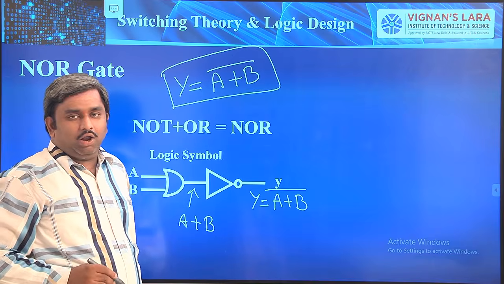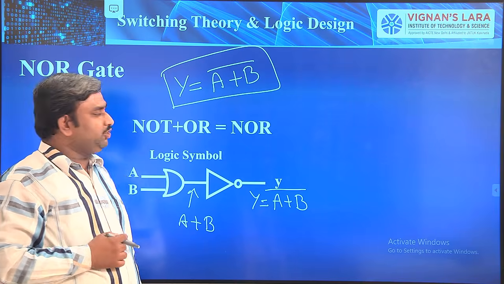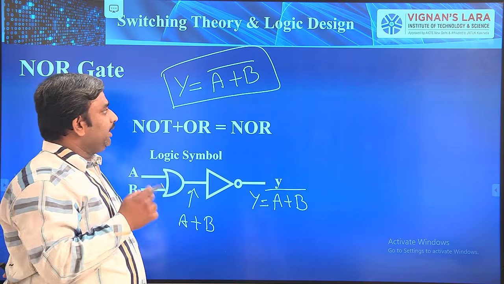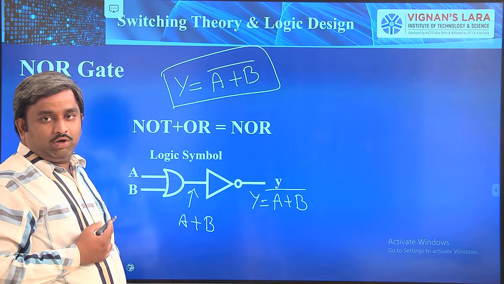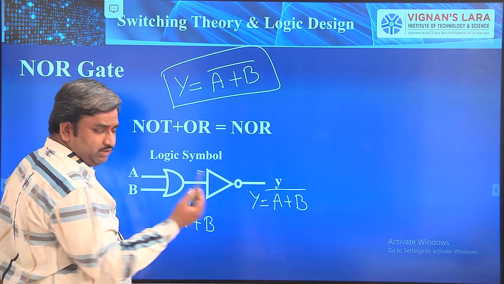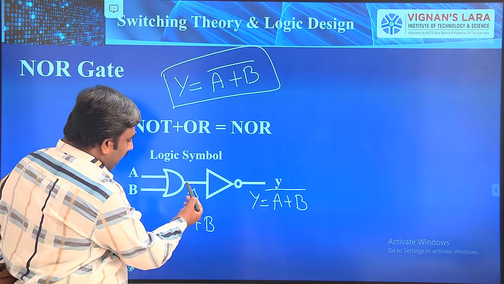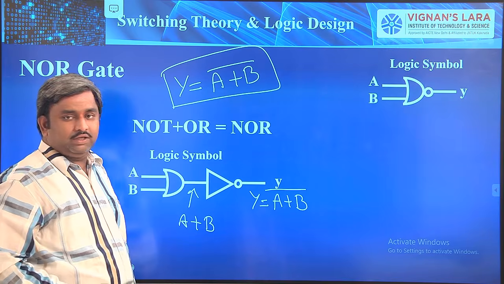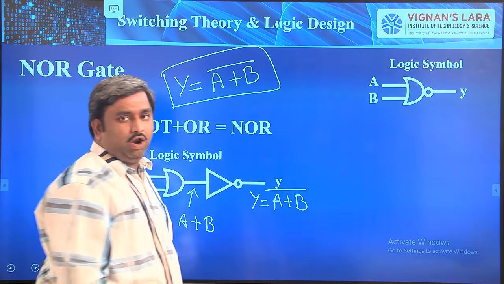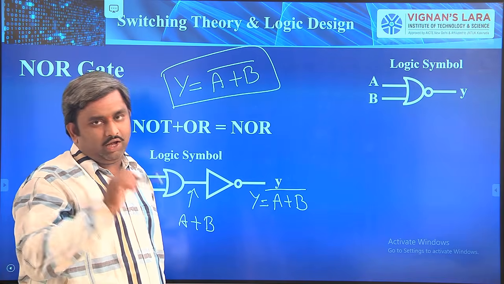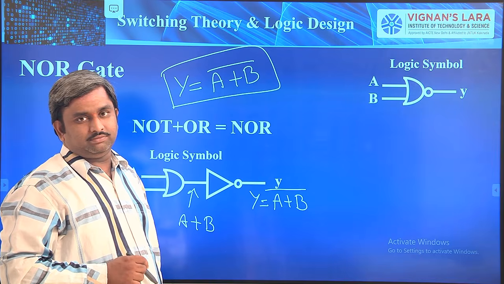So this is the NOR gate operation. NOR gate operation is nothing but Y is equal to (A plus B) whole bar. Now we will see the logic symbol. It is very simple. We add a bubble at the output of the OR gate. So the OR gate is followed by a bubble. This is the logic symbol of the NOR gate. You have to draw this one. You have to practice.